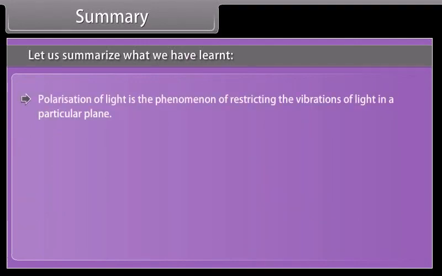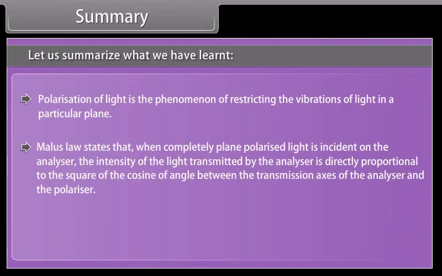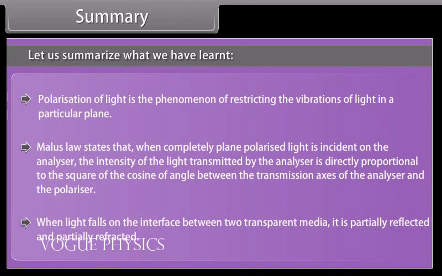Polarization of light is the phenomenon of restricting the vibrations of light in a particular plane. Malus' law states that when completely plane polarized light is incident on the analyzer, the intensity of the light transmitted by the analyzer is directly proportional to the square of the cosine of the angle between the transmission axis of the analyzer and the polarizer. When light falls on the interface between two transparent media, it is partially reflected and partially refracted.